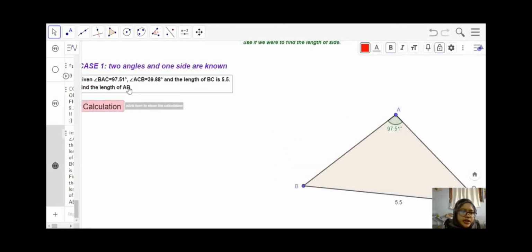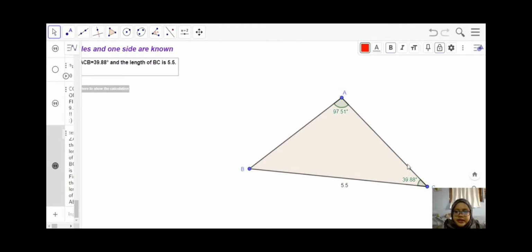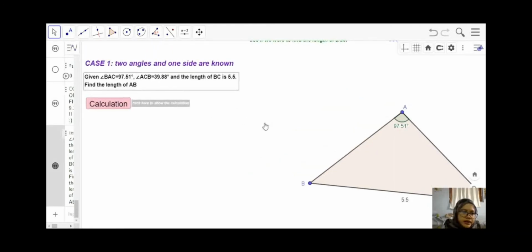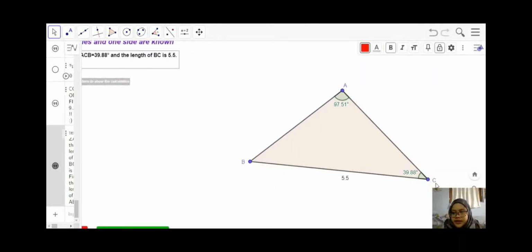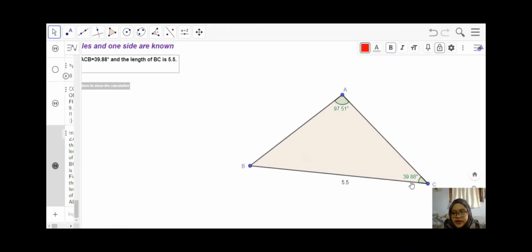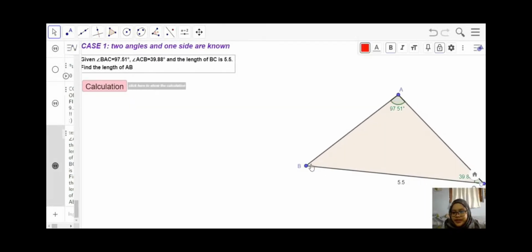From the question, angle BAC, where is BAC? So this is the angle BAC. It is equal to 97.51, and angle ACB is equal to 39.88 degrees. The length of BC is 5.5. So the question wants us to find AB.